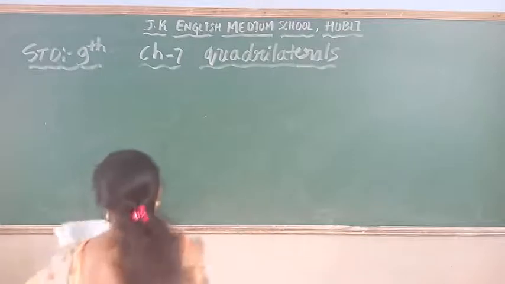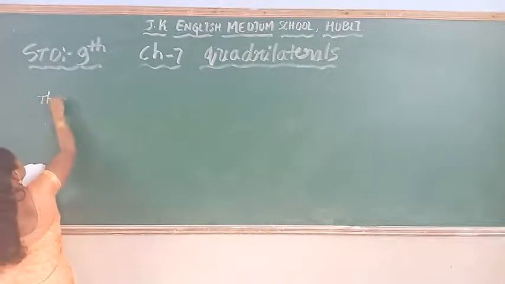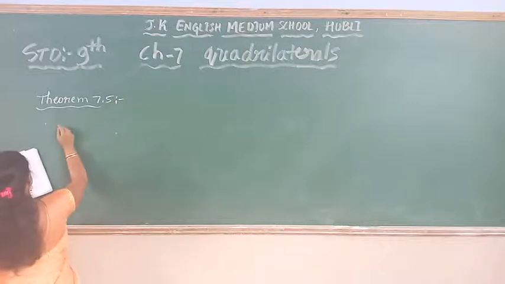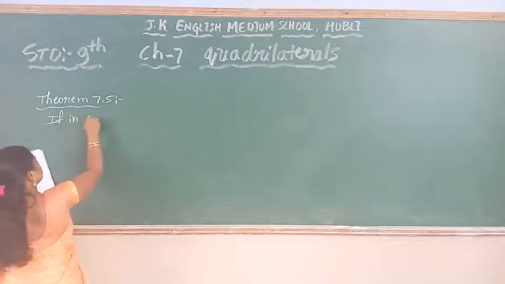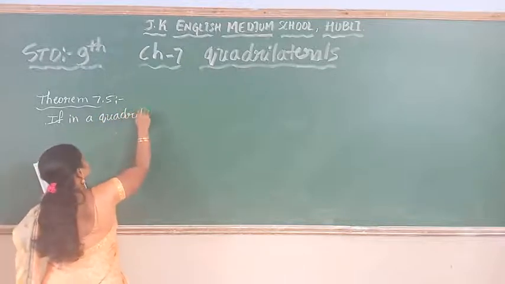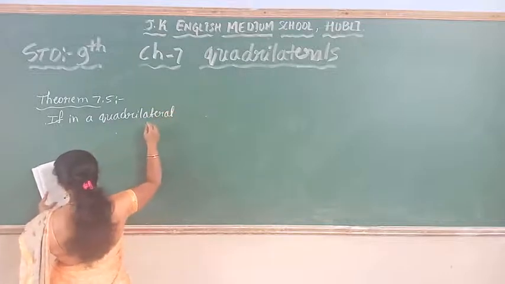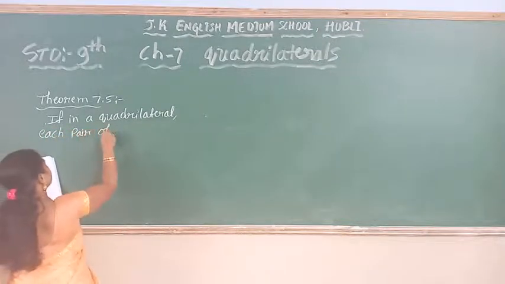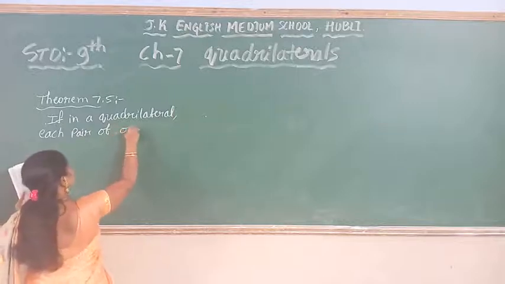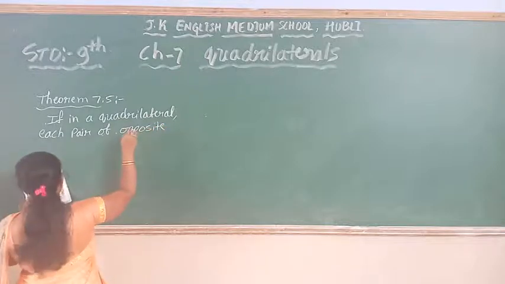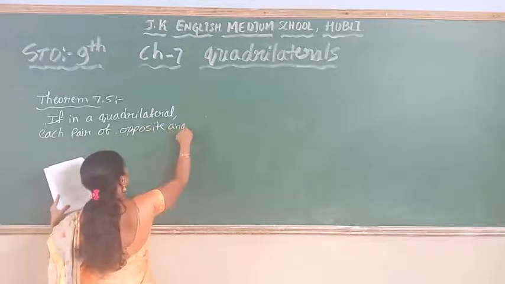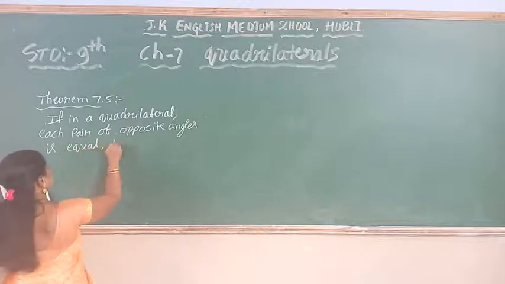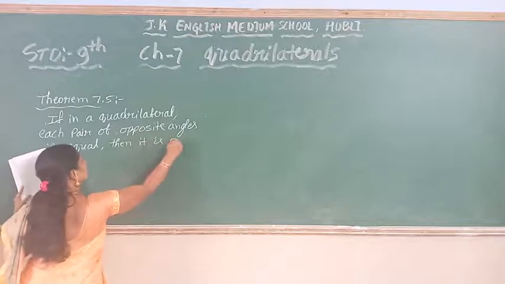Children, next theorem. Theorem 7.5. The statement of this theorem is, if in a quadrilateral each pair of opposite angles is equal, then it is a parallelogram.